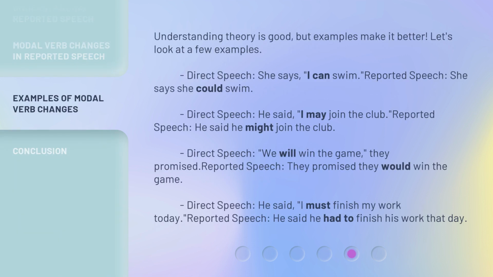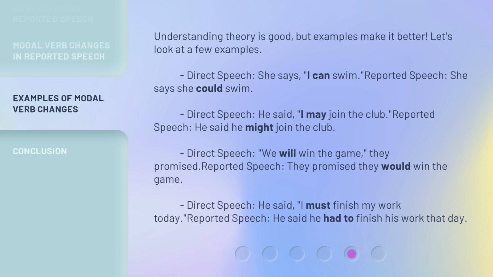Understanding theory is good, but examples make it better. Let's look at a few examples. Direct speech. She says, "I can swim." Reported speech. She says she could swim. Direct speech. He said, "I may join the club." Reported speech. He said he might join the club.